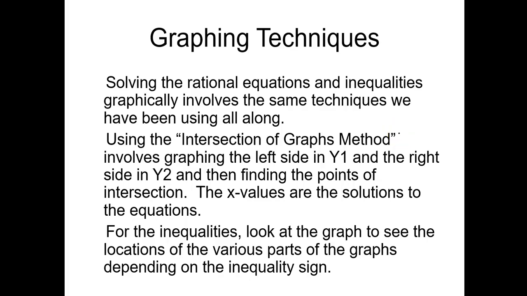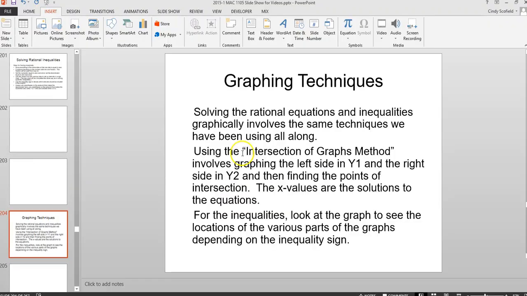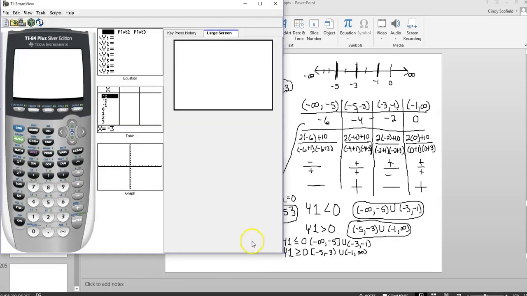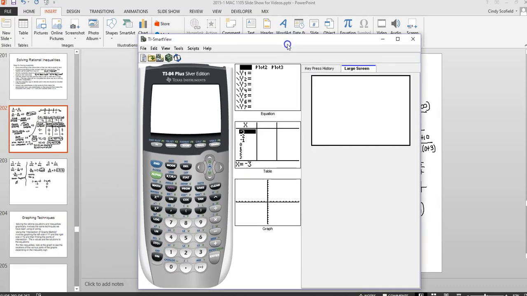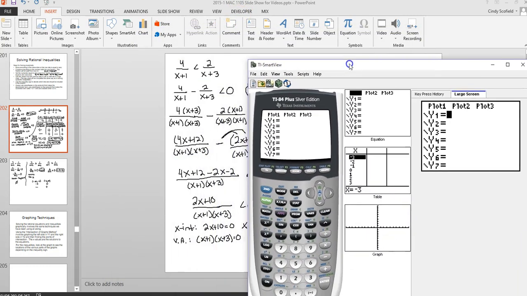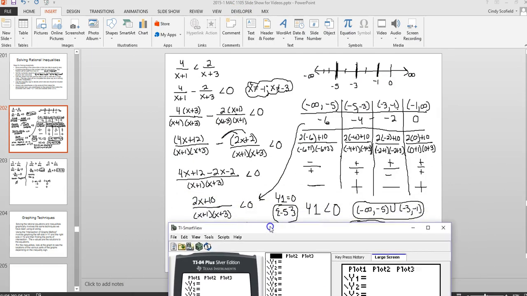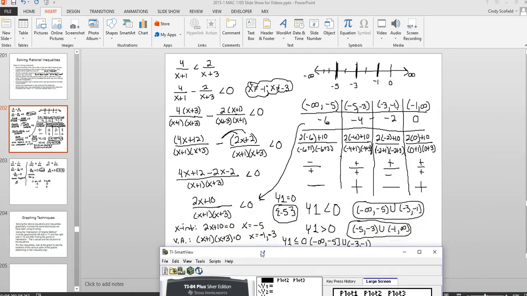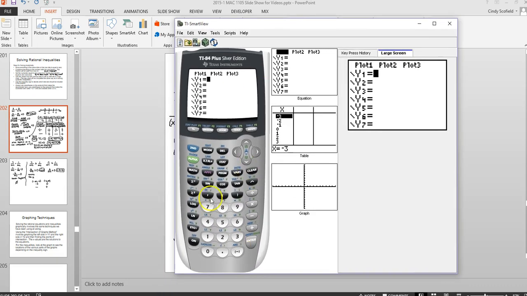So I have a slide about using the calculator. So let's go ahead and do that. Let's use two of the same problems, and let's put them in the calculator and see how this looks. Let's just go ahead and put in this problem here, the 2x plus 10 over x plus 1 times x plus 3.